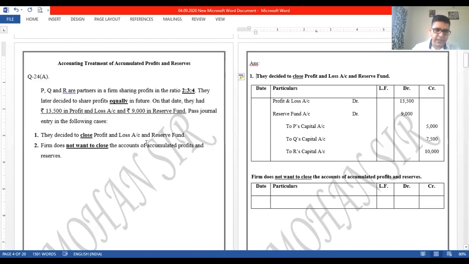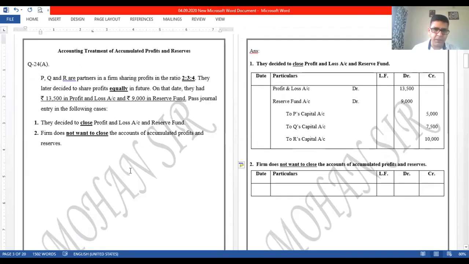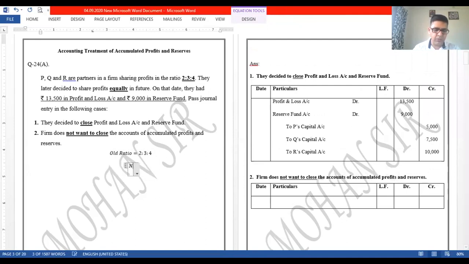Second point. Second is partners have decided not to close these accounts. If we do not want to close them, then what is to be done? We need to go for the adjustment entry. For adjustment entry, again I need to have that sacrifice or gain. Let us calculate that, the same thing like what we were doing for the goodwill also. Old ratio is 2:3:4. New ratio is 1:1:1.